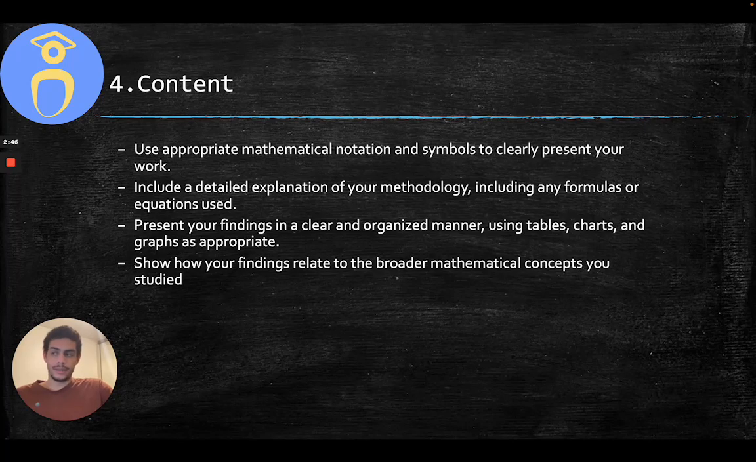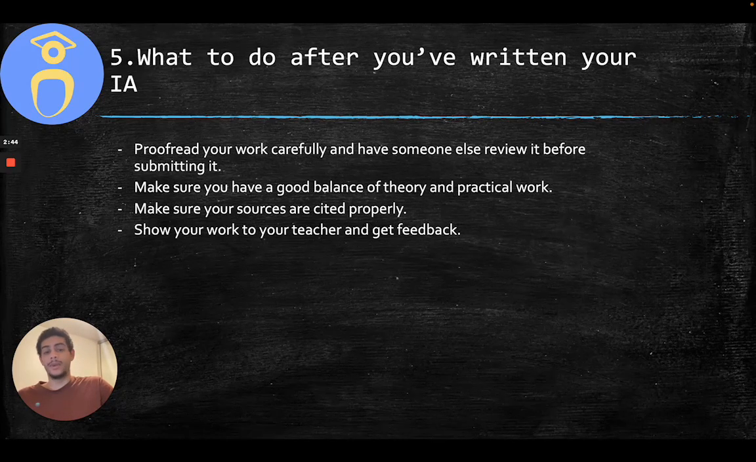Following the content is what to do after you've written your IA. It's very important to proofread your work carefully and have someone else review it before submitting. This is going to help you catch any errors or inconsistencies throughout your work and is also going to help you improve your overall quality of the IA.